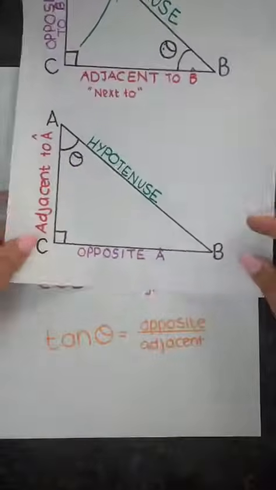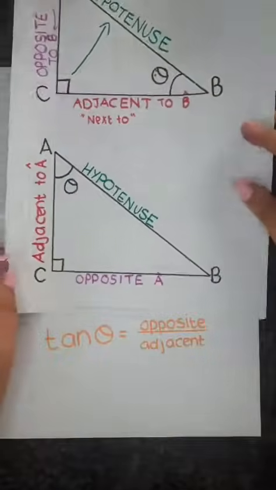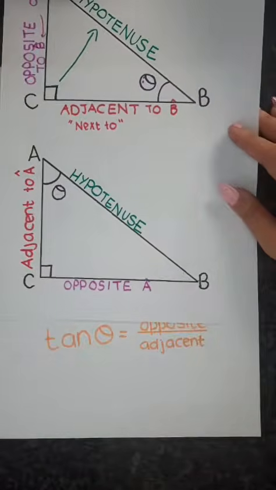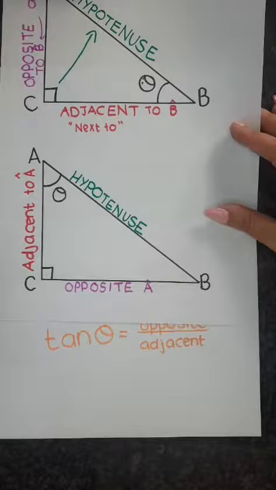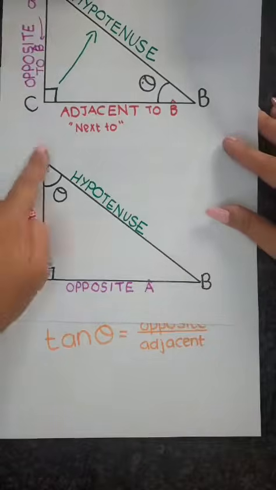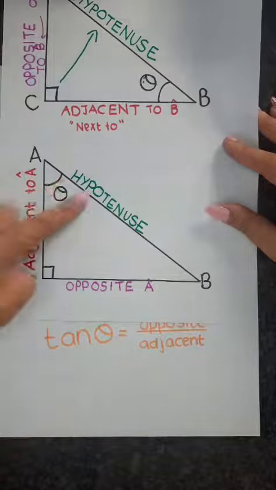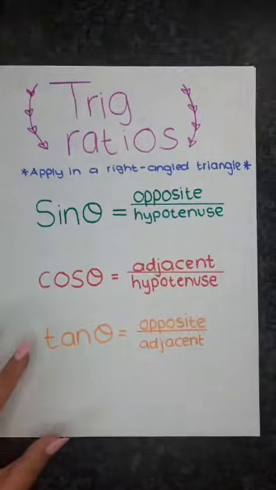Someone asked in the comments how they will ask this in an exam. So they could, for example, give you the length of this side and the length of this side, and then ask you to find theta. Okay, so I'll show you how to do that.